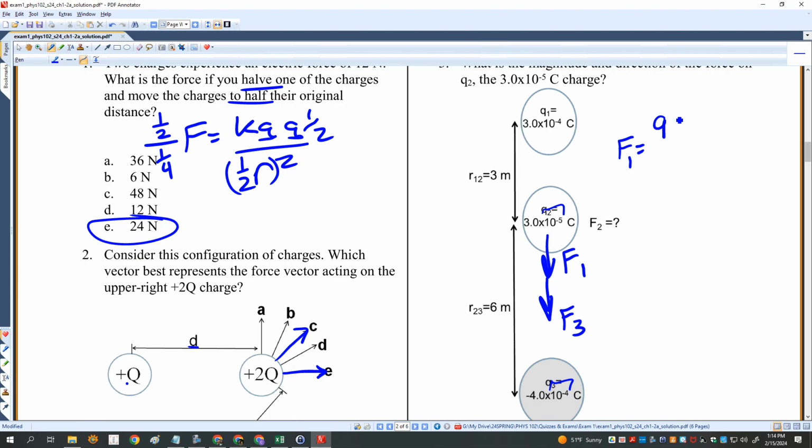So I'm going to write this a little bit differently. 9 times 3 times 4. Oh, I'm sorry, not 4. I was doing the next one. 9 times 3 times 3. I just canceled these out with the 10 to the ninth and the Coulomb's constant. Divided by the distance, which is 3 meters squared. So that cancels with that and gives me 9 newtons.